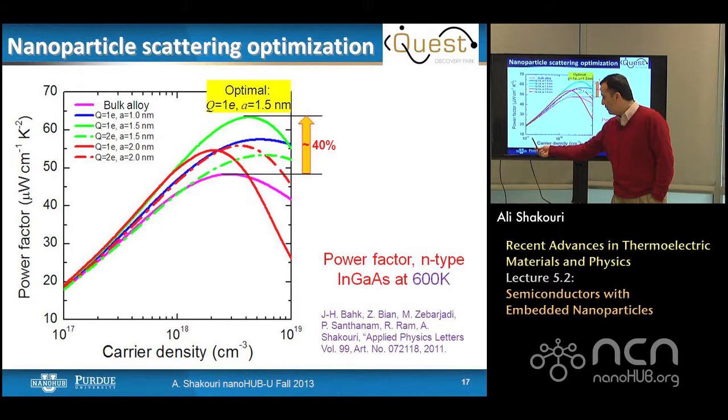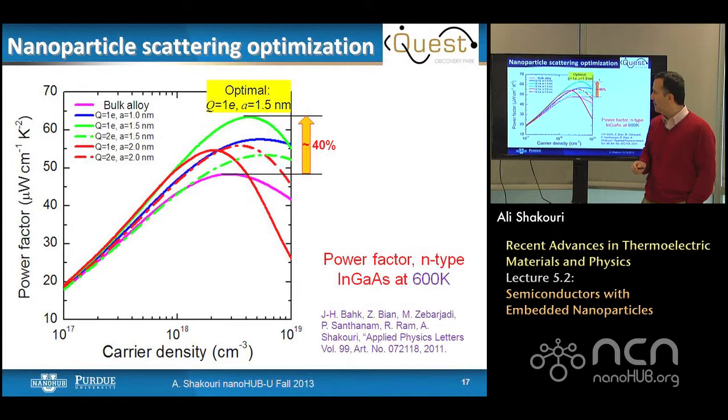There is always an optimum carrier density for the bulk material shown here in pink. The optimum carrier density is about 2 or 3 × 10^18, and this maximum power factor is about 40 some in these units of microwatt per centimeter per Kelvin squared. In similar units, the power factor of bismuth telluride and so on is actually similar. So these are good power factor numbers.